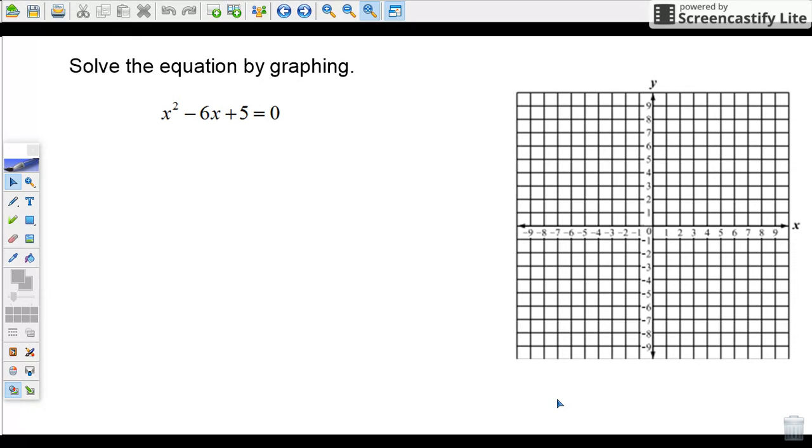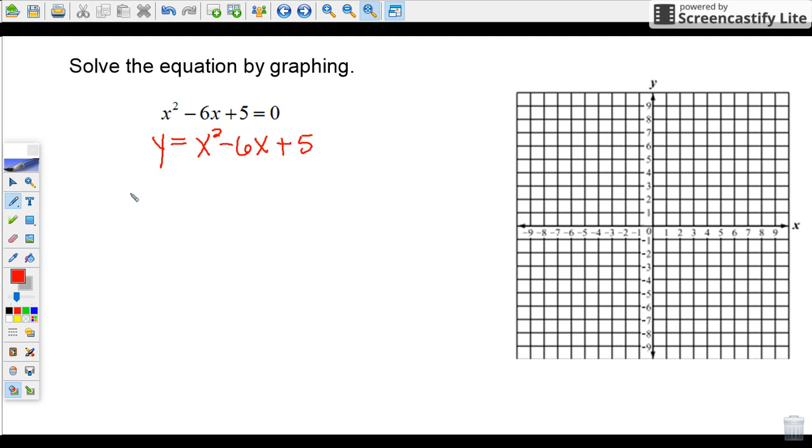I'm going to show you some examples of how to solve quadratic equations by graphing. We're going to start off with x squared minus 6x plus 5 equals 0. First thing we do is write the related function, where we replace the 0 with y. So the related function that we're going to actually graph is this.